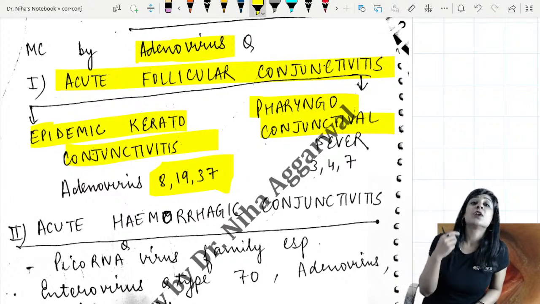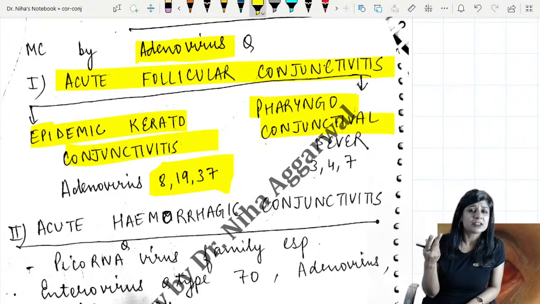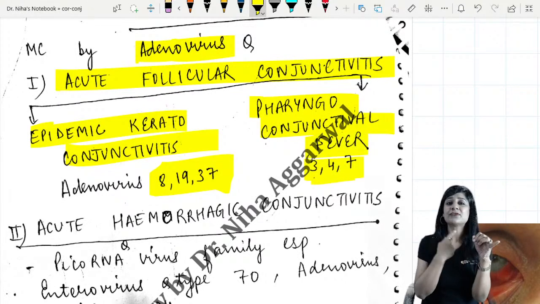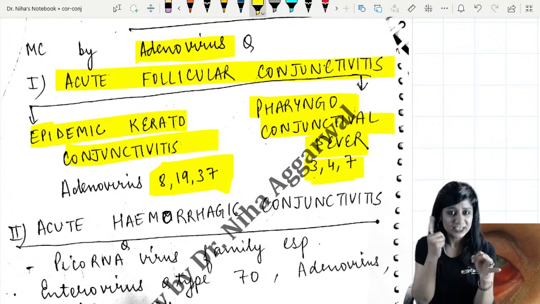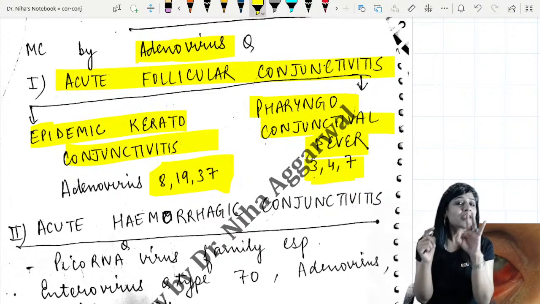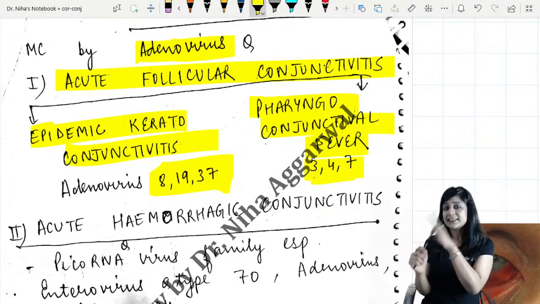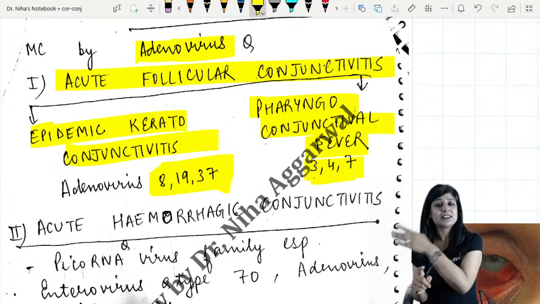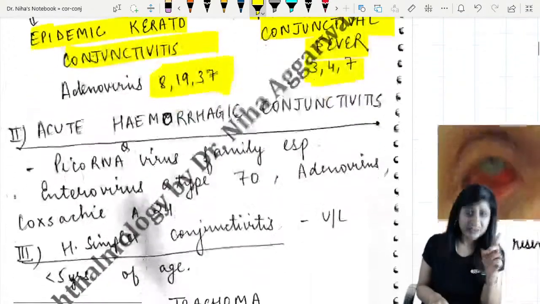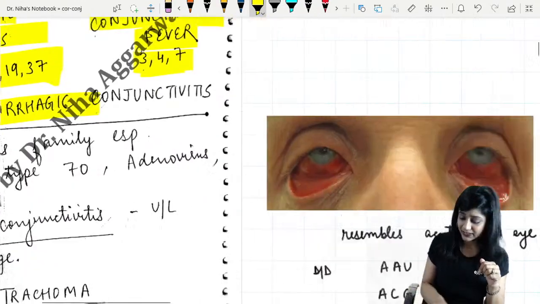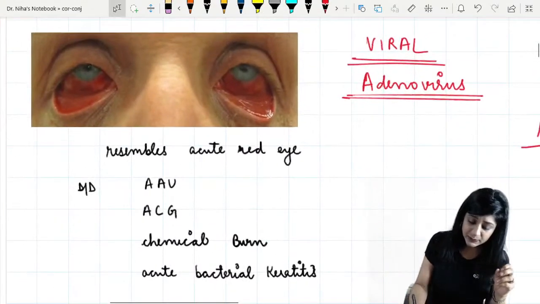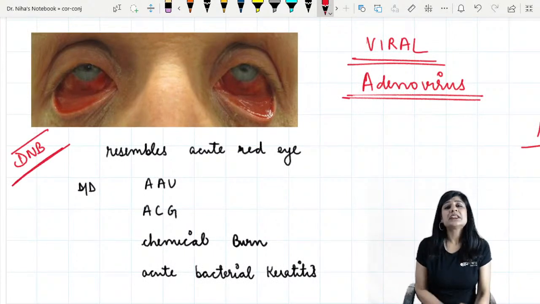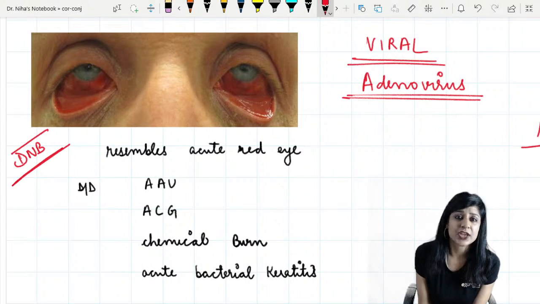While the one which is causing the typical viral fevers, what do we have in typical viral fevers? Pharyngoconjunctival fever. Pharyngo means pharyngitis, sore throat. Conjunctival means conjunctivitis. You have watering and you have fever. That is your serotypes 3, 4 and 7. So we have 8, 19, 37 and then 3, 4 and 7. While the dangerous one is your hemorrhagic conjunctivitis. This has been asked so many times in your DNB examinations also. This is your acute hemorrhagic conjunctivitis.